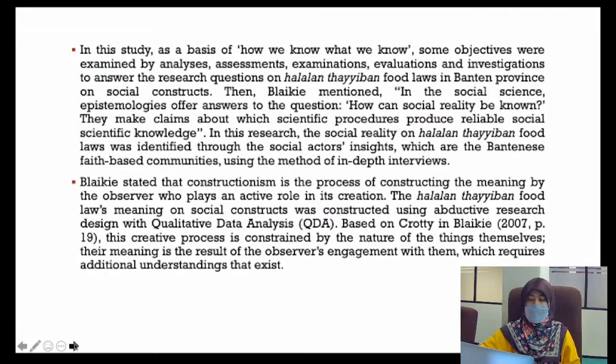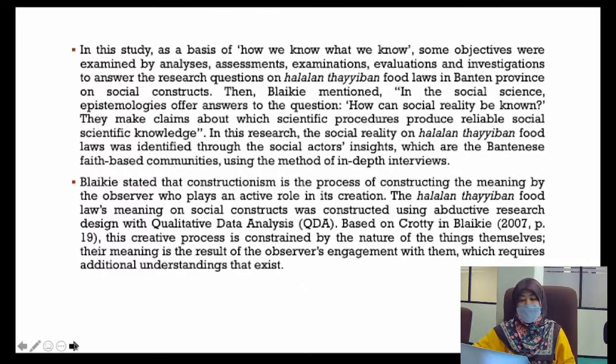In this research, the social reality on Halalan Toyyiban food laws was identified through the social actors' insights, which are the Bantenese faith-based communities, using the method of in-depth interviews. Blakey stated that constructionism is the process of constructing meanings by the observer, who plays an active role in its creation. The Halalan Toyyiban food laws meaning on social constructs was constructed using an abductive research design with qualitative data analysis based on Crotty in Blakey.